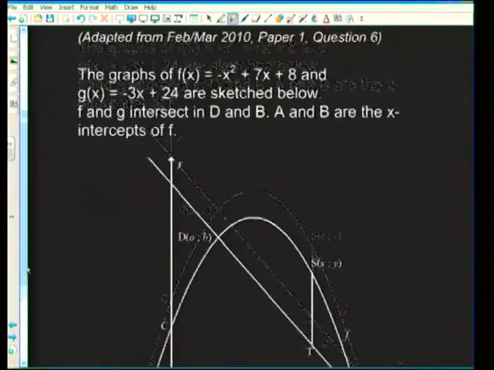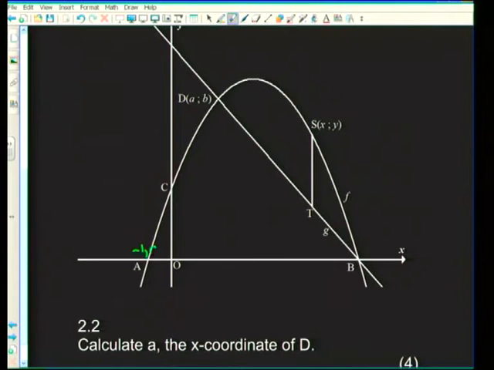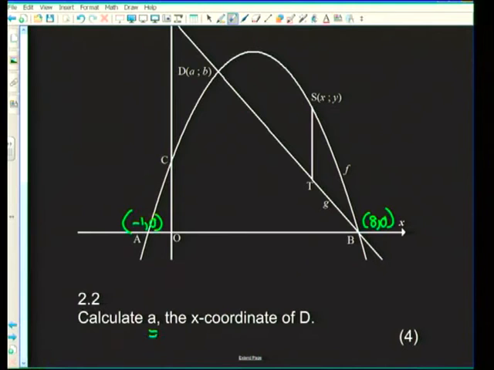Right, let's see what 2.2 asks us. Right, so we said this was -1, 0, and this was 8, 0, and they now ask me to calculate A, the x value of D. So the x value of D, there's the x value. Right, so how do we get a point up there on the thing? Well, it's where the parabola and the straight line cross. In other words, it's a point of intersection, and we get that by solving the equations simultaneously.